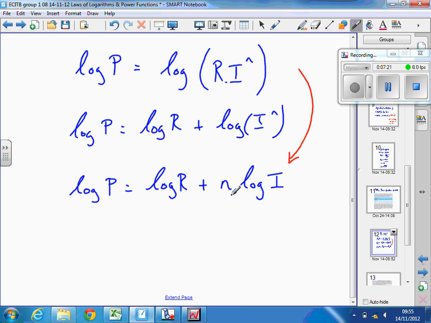Now, we need to look at what this is telling us. And so we need to just review what we know, and I'm sure we've done before, but we just need to review the equation of a straight line. And then we'll come back to this.